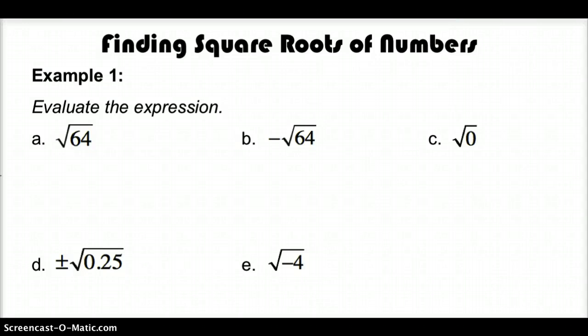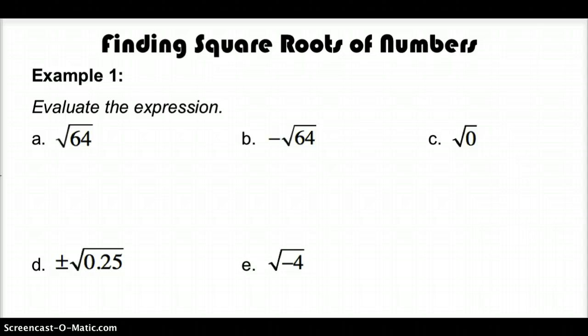Okay, so in this next couple examples, we're going to be finding the square roots of numbers, whether it be a positive square root, a negative square root, or both. The first number, in part A, is radical 64, so it looks like it's asking for the positive square root of 64.